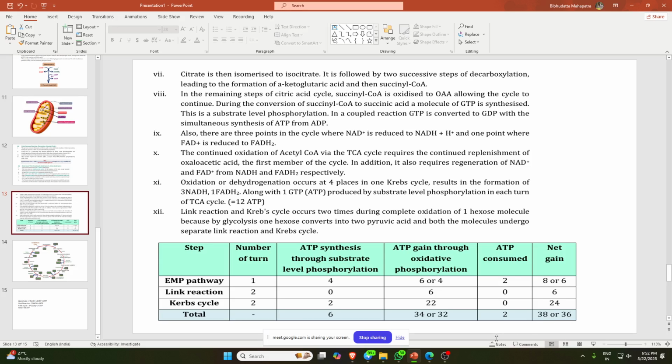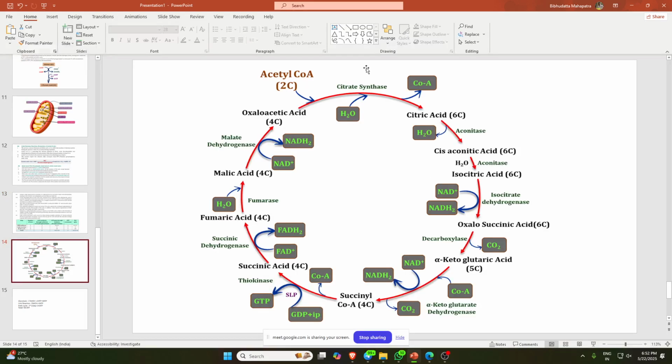In case of substrate level phosphorylation, the ATP gain, and the oxidative phosphorylation is 34 or 32. So these are the ATP synthesis. Substrate level phosphorylation: there are 4 in the glycolysis pathway, and in the Krebs cycle there will be 2. This is only one cycle. If you do two cycles, there will be 4 here by SLP, substrate level phosphorylation. Okay, fine.